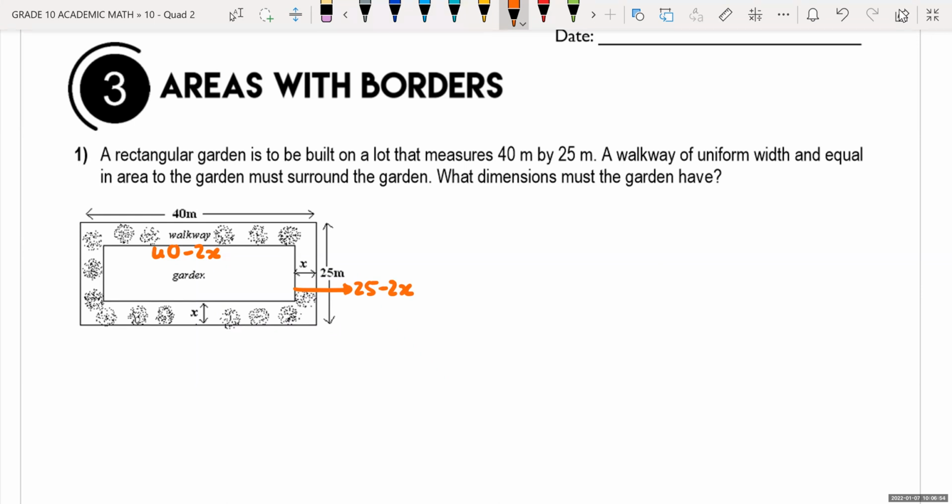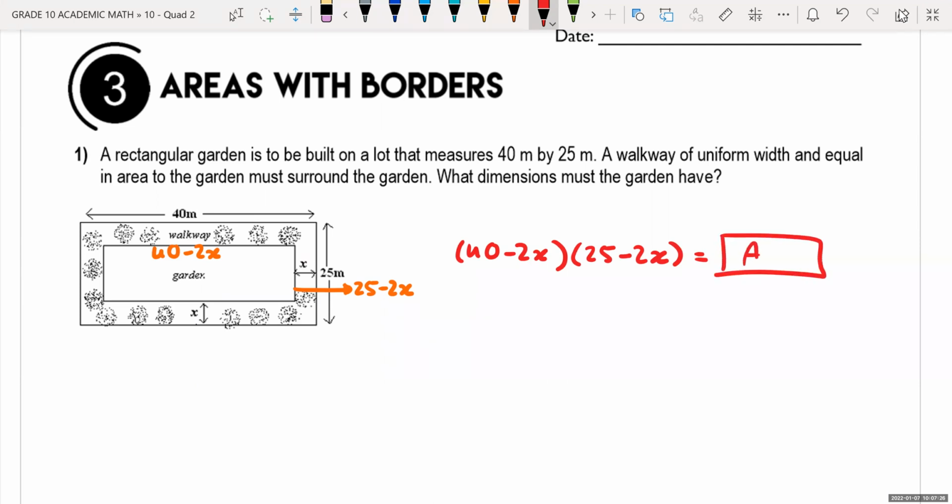Keep in mind, we're trying to figure out what dimensions the garden must have. The whole lot is 40 by 25, but we're trying to figure out how big is the garden? What are the dimensions of the garden? So we've figured out that we're going to have to multiply 40 minus 2x and 25 minus 2x, right? To solve this question, we're going to be having to multiply 40 minus 2x times 25 minus 2x. That's like saying length times width.